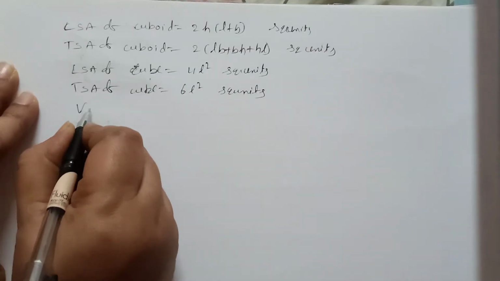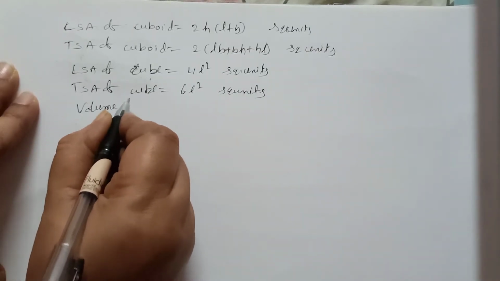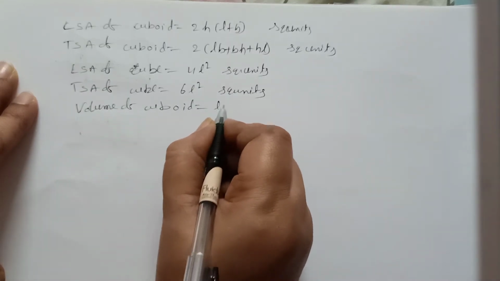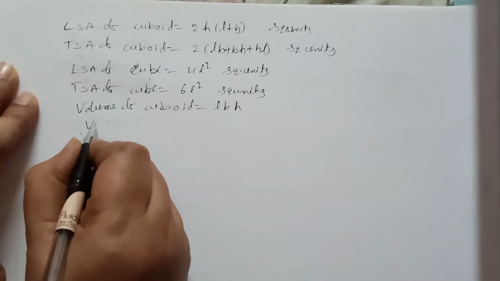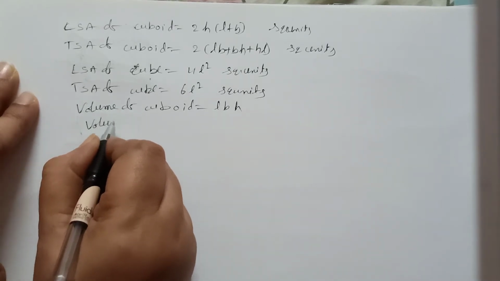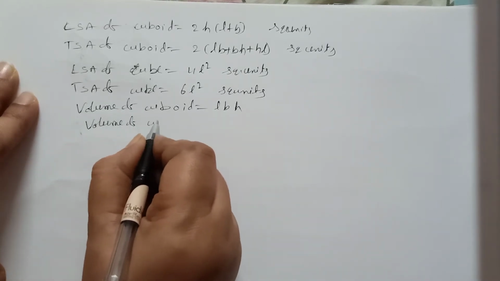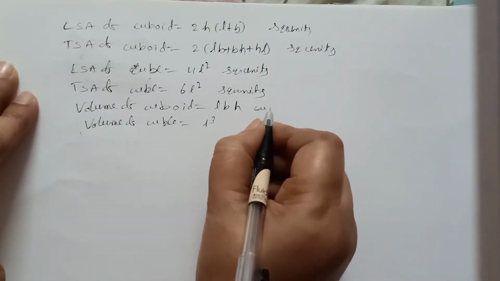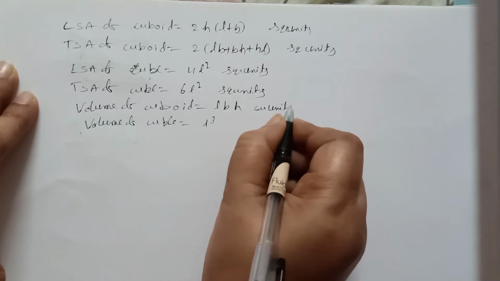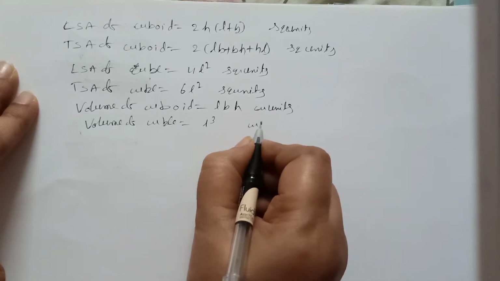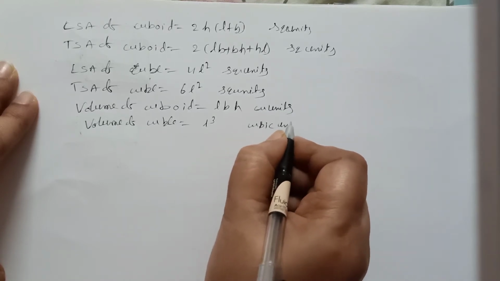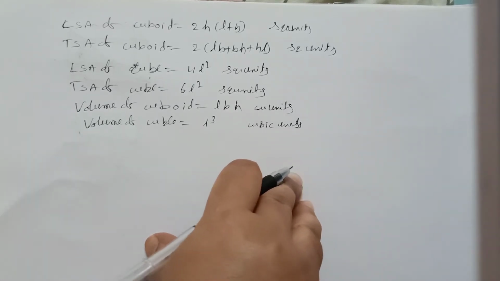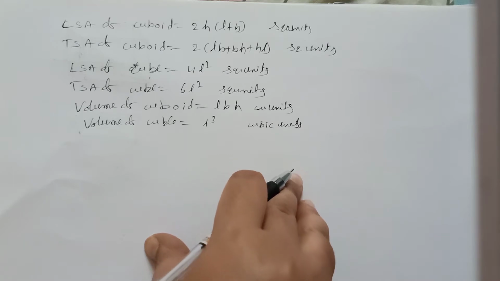Volume of cuboid is LBH. Volume of cube is L cube. Volume is in cubic units. Now, today we are going to find the diagonal of cuboid and cube.